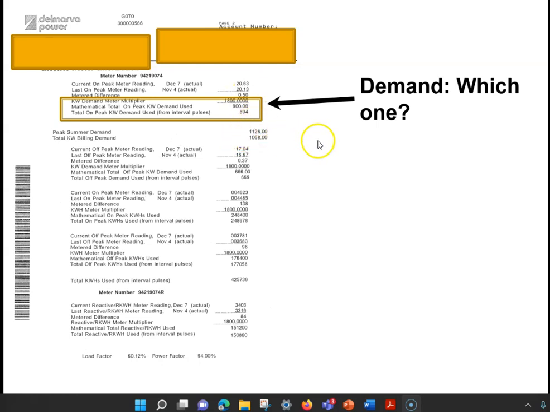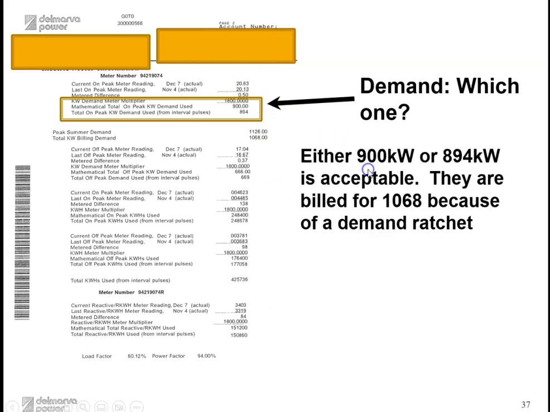Okay, so this is where demand management becomes really important, and it potentially can save you a lot of money if you manage your demand properly. So anyway, that's what these numbers are. So which one of these do you use? Frankly, it doesn't really matter. 900 or 894 are acceptable because they're actually getting billed for more than that anyway.